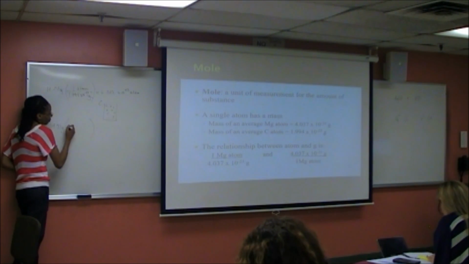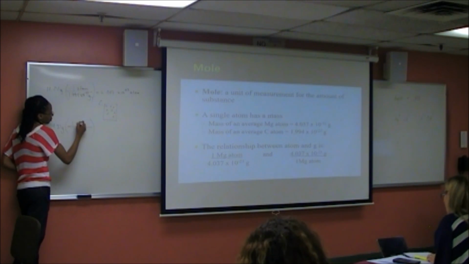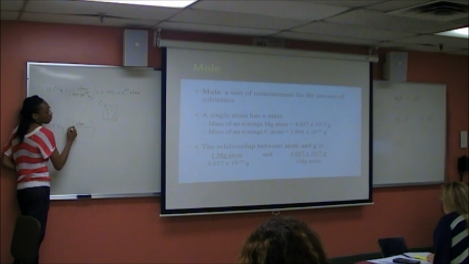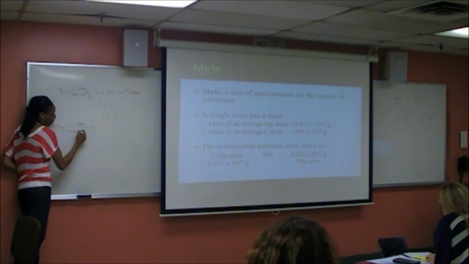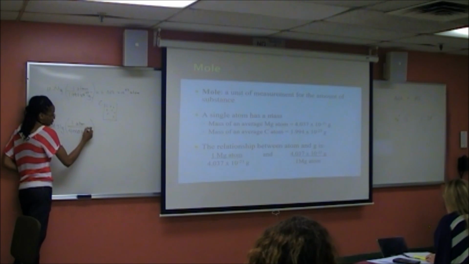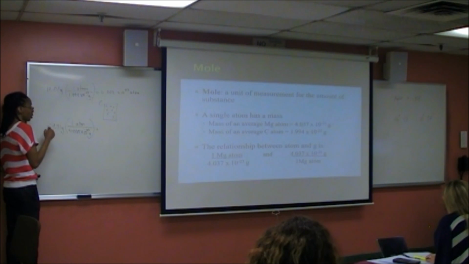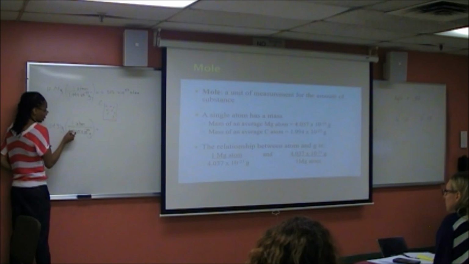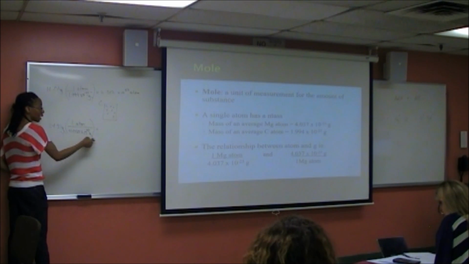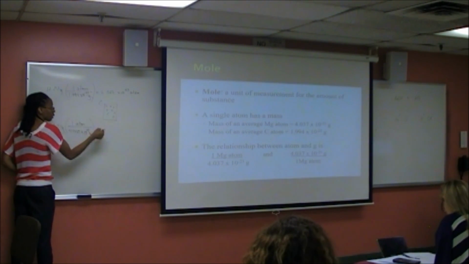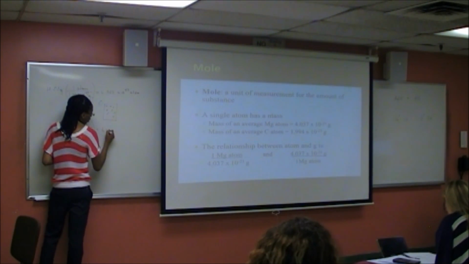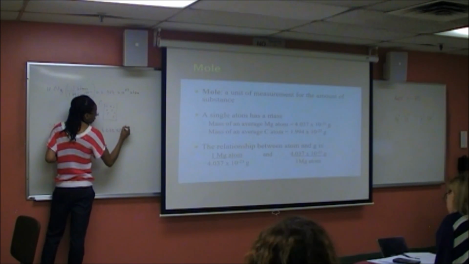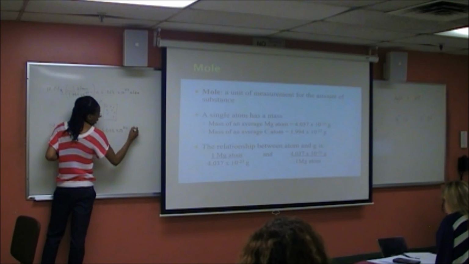So same setup. One atom is what? Tell me the number. 4.037 times 10 to the negative 23 grams. So what do you do next? Divide, sorry. Cancel out. Okay. Multiply across. Divide by the bottom. Don't forget that step. 6.022 times 10 to the 23 atoms.